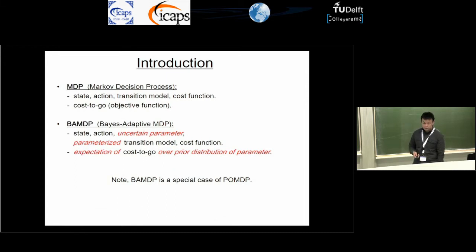Now, I quickly introduce MDP and BAMDP. An MDP is specified by state, action, transition model, and cost function. And the goal is optimizing the cost-to-go objective function. Bayes-adaptive MDP, namely BAMDP, is an extension of MDP. The extensions are considering uncertain parameters, a parameterized transition model, and optimizing the expectation of cost-to-go over the prior distribution of parameters. Please note that BAMDP is a special case of POMDP.